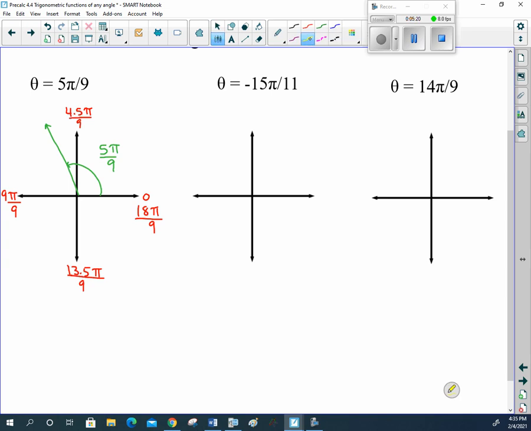All right, so here is my terminal side. Here is the x-axis. So this is my reference angle right here. All the way to a semicircle would be 9 pi over 9, and I've gone 5 pi over 9, so I know if I subtract them, this piece right here is 4 pi over 9. My reference angle is 4 pi over 9.